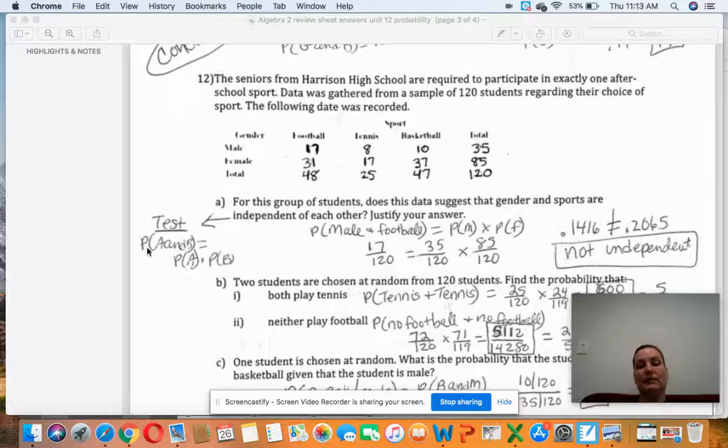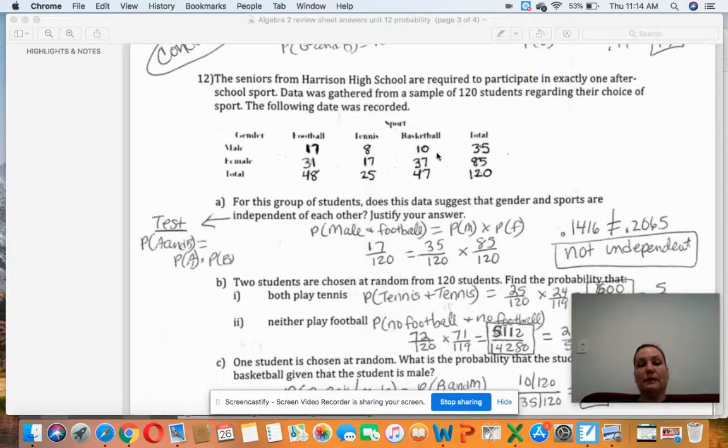Remember, my test for independence is the probability of A and B equals the probability of A times the probability of B. If that's true, they're independent. If it's not true, then they're not independent. So I'm going to do the probability of male and football and see if it equals the probability of male times the probability of football.